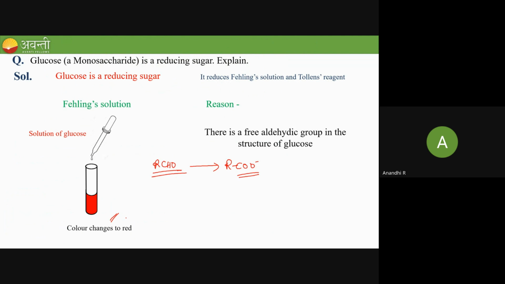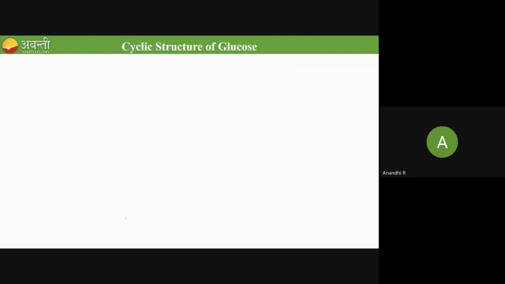Got it? If a compound contains a free aldehyde group, then it will reduce both Fehling's as well as Tollens' reagent. Got it? And they are called reducing sugars. Fine. So now coming to the cyclic structure. So far we have discussed the open chain structure of glucose, that is D plus glucose and L minus glucose. Now coming to the cyclic structure.